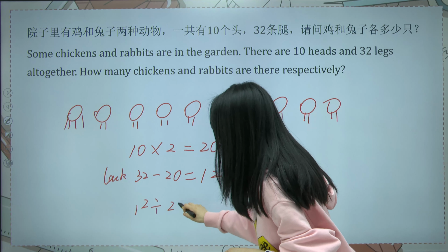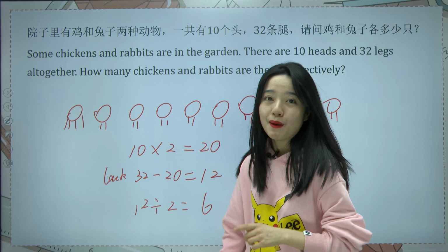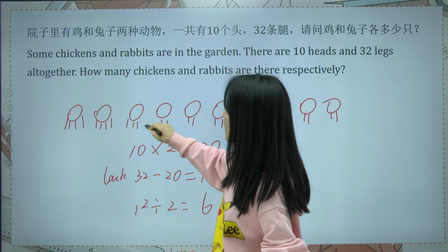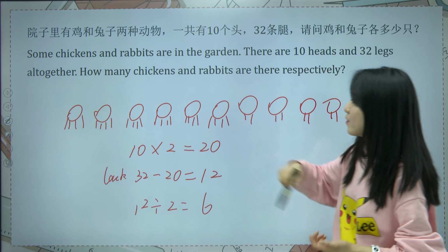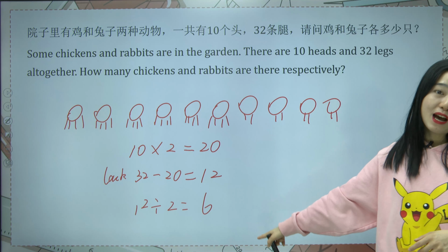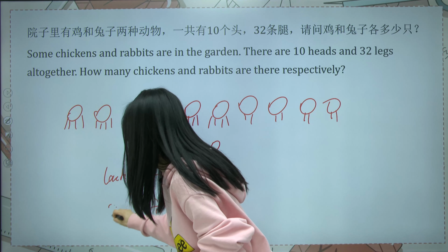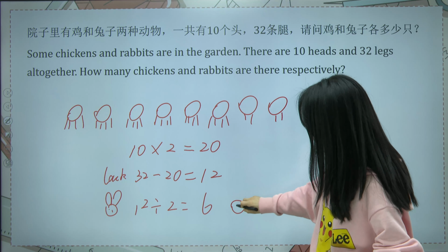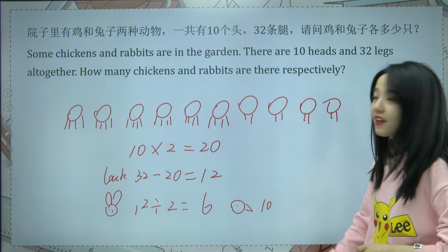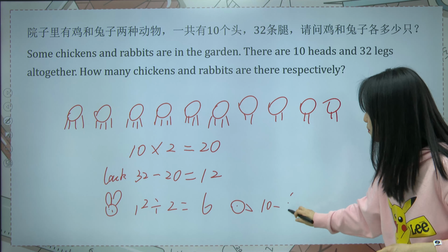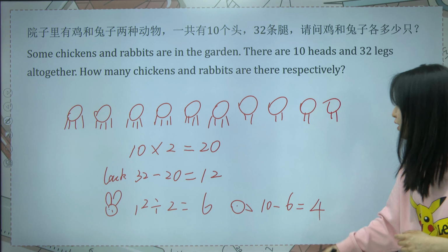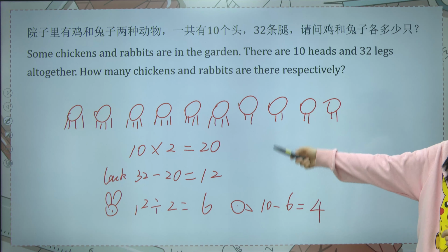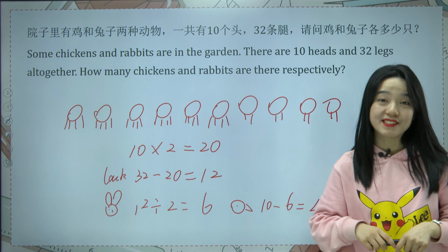divided by 2 equals 6. Because after we add 2 more legs to it, it will become a rabbit. So 6 means how many rabbits are here? If we know there are 6 rabbits, so how many chickens? 10, the total number, minus the number of rabbits, there are 4 chickens. It's quite interesting, right? You just need to draw them and you can find the answer.